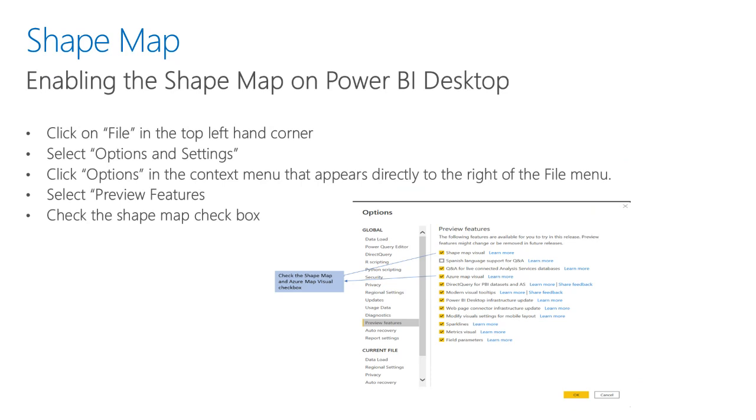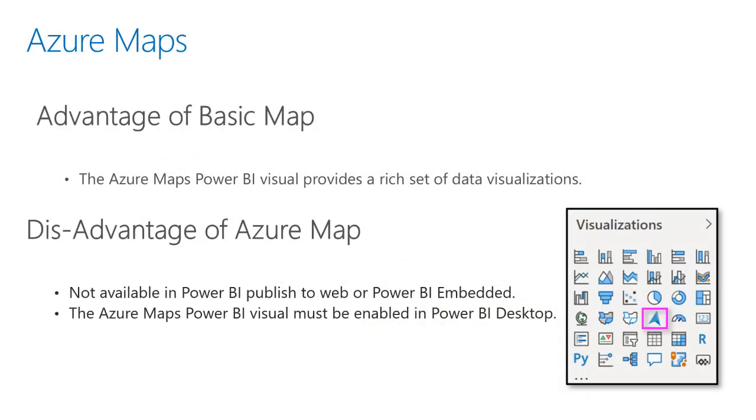And how you do this is that you click on File on the top left-hand corner of the Power BI desktop. You select Options and Settings, click on Options, select Preview Features, and you check the shape map checkbox, as illustrated in this image. However, we'll still do a demo on this later. So yeah, the next visual is the Azure Maps.